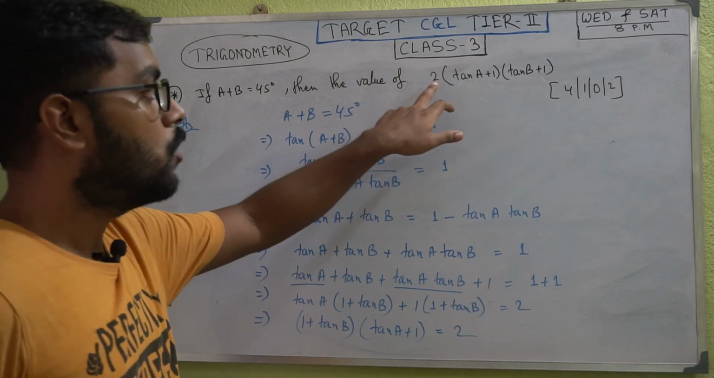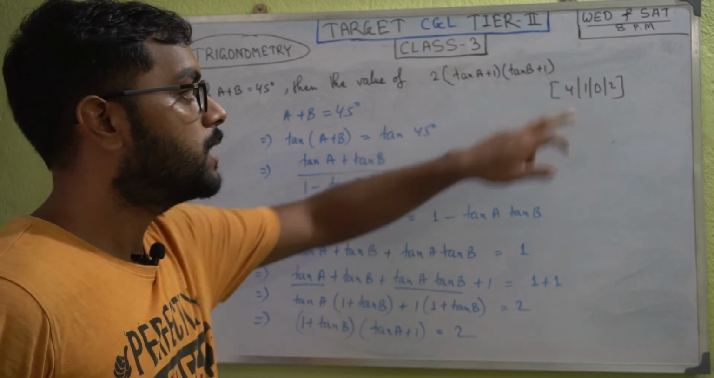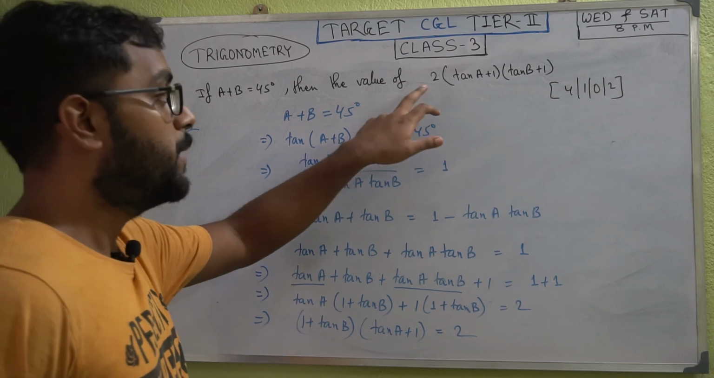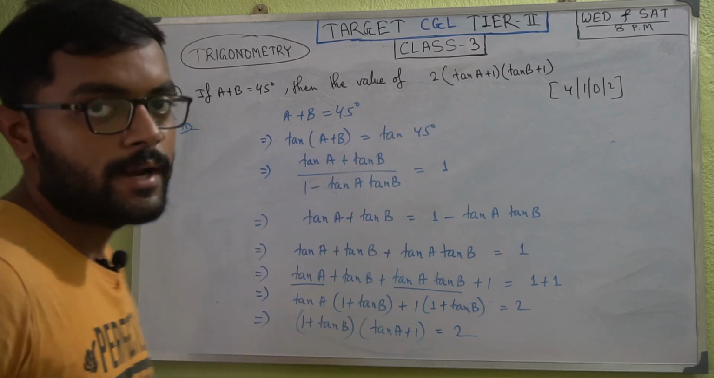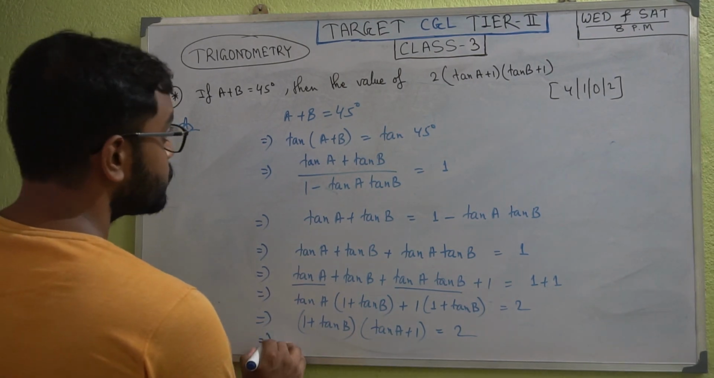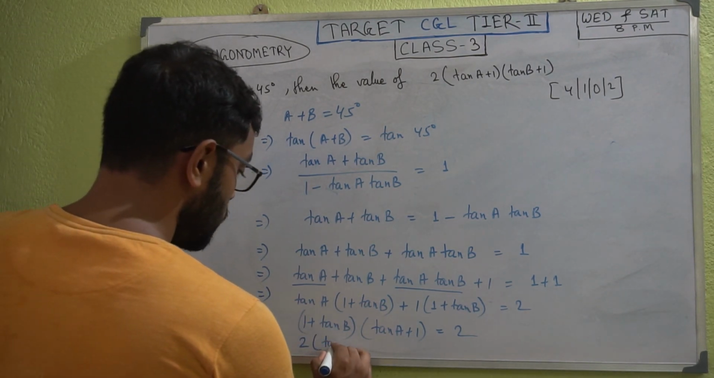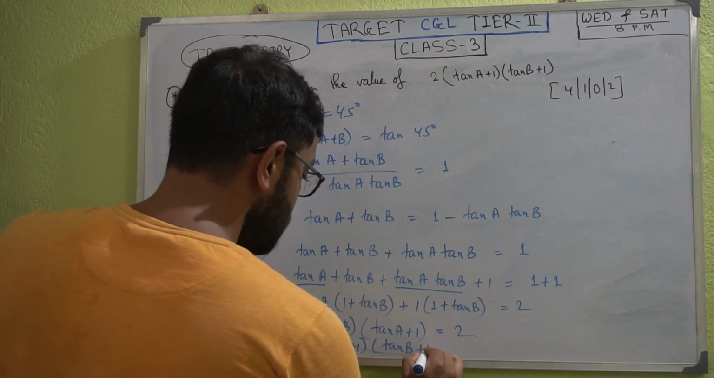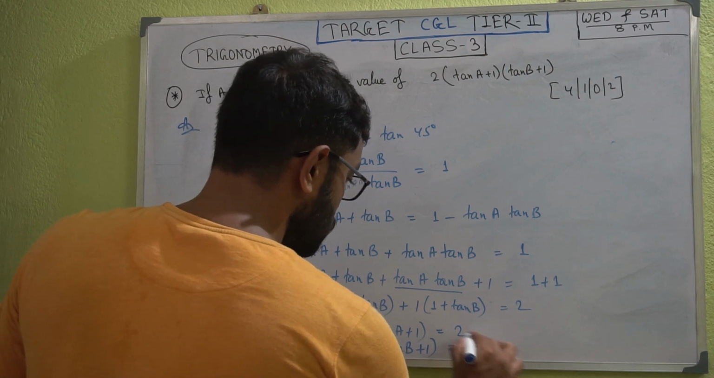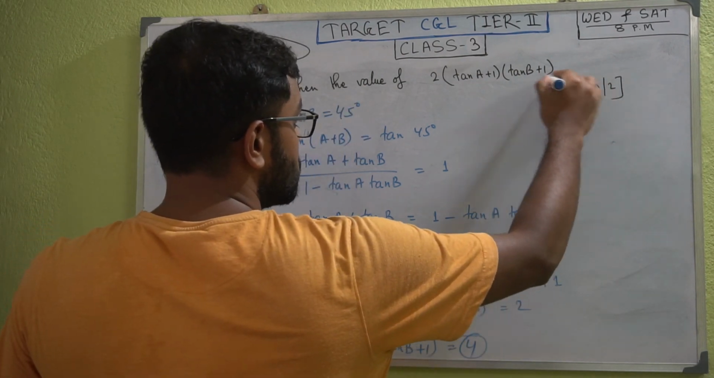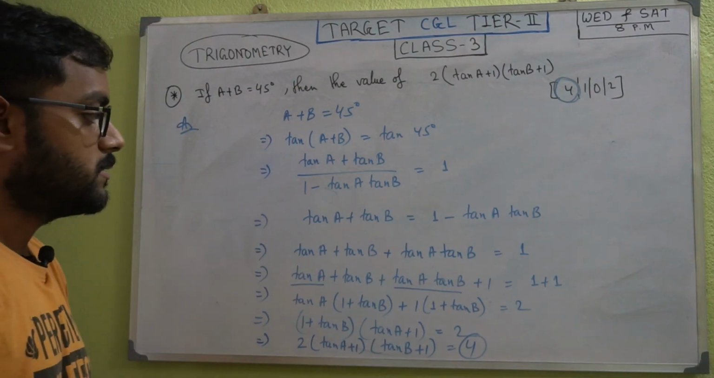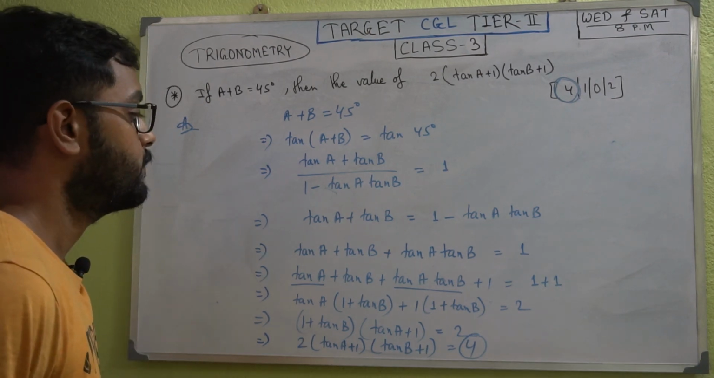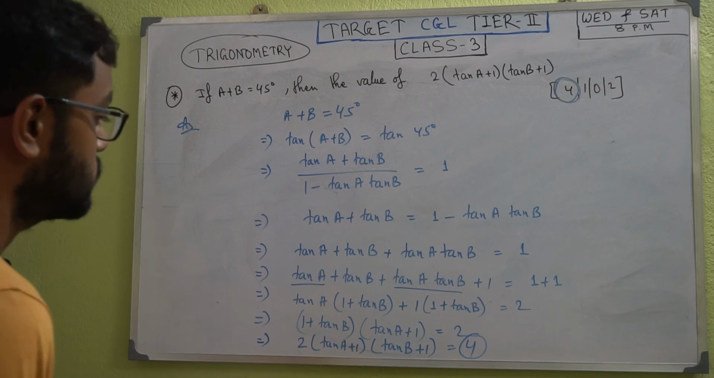but we have to find the value of 2 into tan a plus 1 into tan b plus 1, but here is tan a plus 1 into tan b plus 1, so we have to bring an extra 2, so 2 into tan a plus 1 into tan b plus 1 equal to 4, so 4 is the answer. Okay, very important problem, it is a very important problem. Okay, let's do the next one.